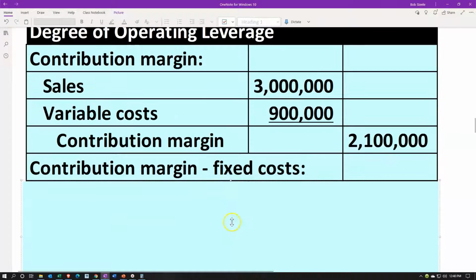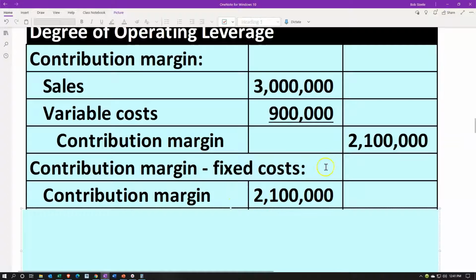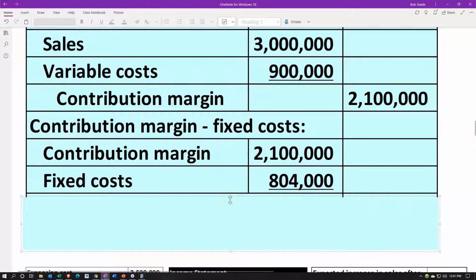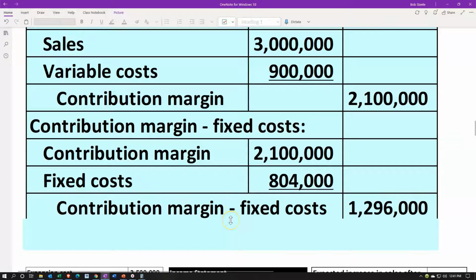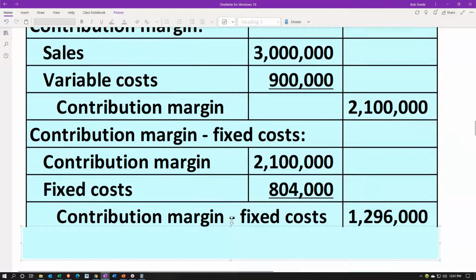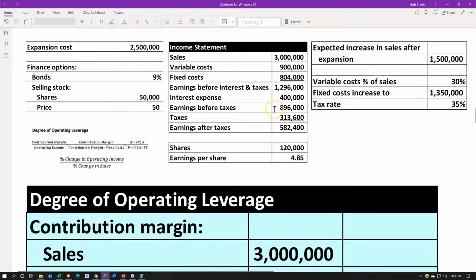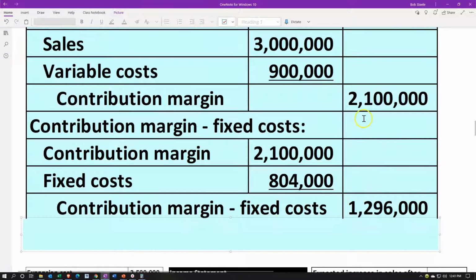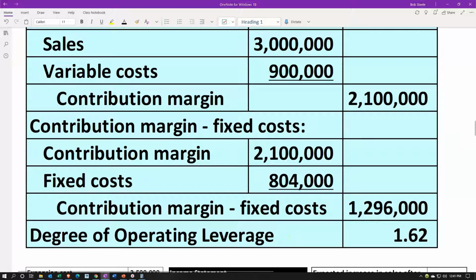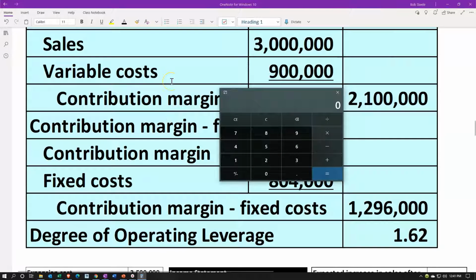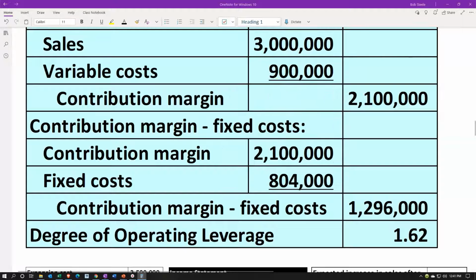Then we've got the contribution margin minus the fixed costs. If we take the same contribution margin minus the fixed costs, which is the 804, we're going to get to 1,296,000, which is basically simply the earnings before interest and taxes, or the operating income, as can be seen in the formula here. Now we've got our numerator and denominator. We're going to divide these out, the contribution margin divided by the operating income. Let's just do it so we can see the rounding that could be involved in these types of calculations. 2,100,000 divided by the 1,296,000, we get about 1.62. So that's our operating leverage.